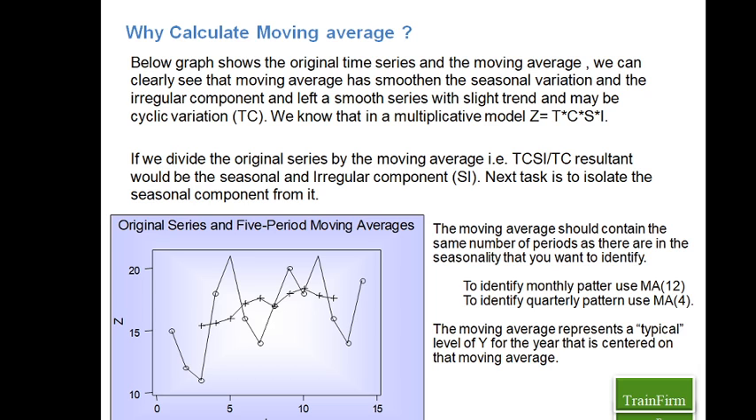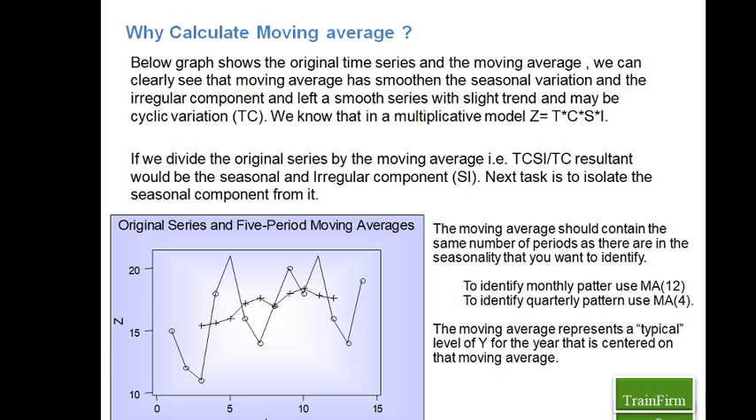So two things we have got in hand now. One is a column with the TC component alone, and another column with the SI component. Now the task is to isolate the seasonality from this component. How would I do that? Because I have a number of observations which represent both the seasonality and the irregular component. Now I use a small technique to cull out only the seasonality from that SI. How would I do it? Let's look at it in the next slides.